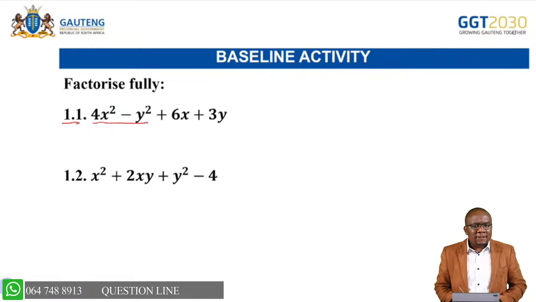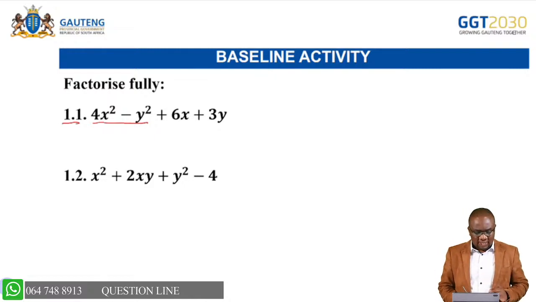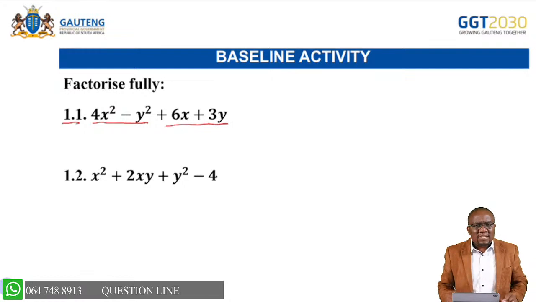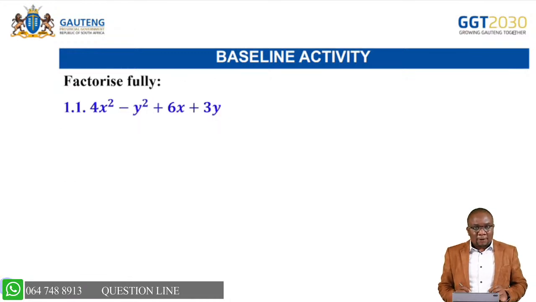I can see difference of two squares. Do you remember difference of two squares? Still, if you don't remember, it's fine. I'm going to remind you. But for those who understand, continue. And then if you look at these last two, what do you see there? I can see the highest common factor there between 6x and 3y, isn't it? So I want you to try now for another minute.